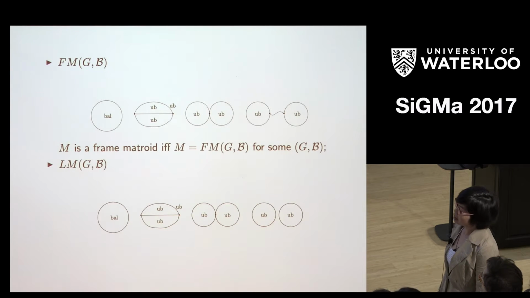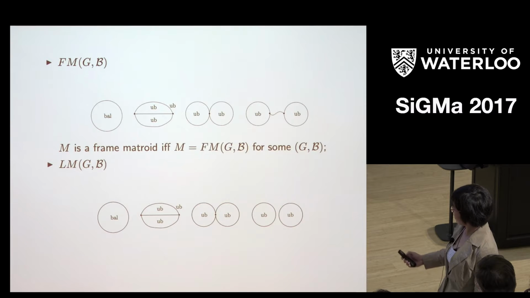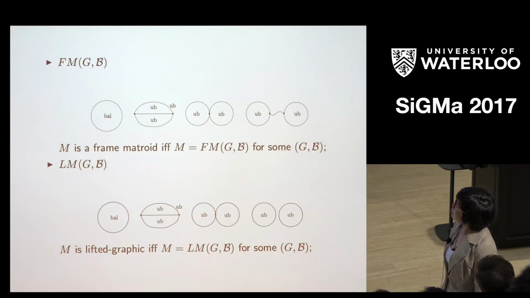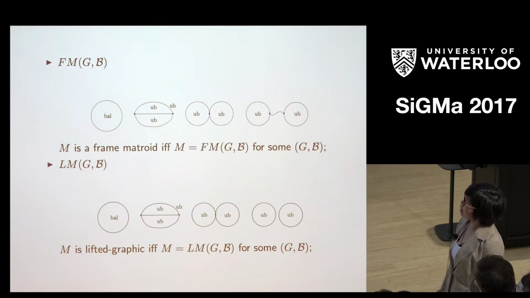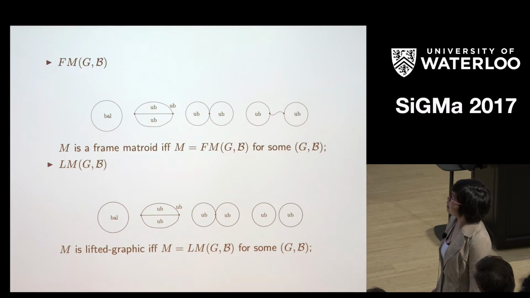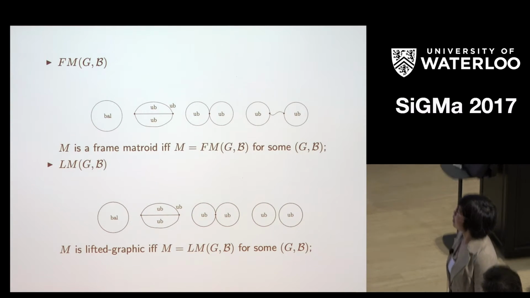There is just one that is different from the others; the last one. The first three are the same, and the last is the union of two disjoint unbalanced cycles. So M is a limited graphic matroid if there exists some biased graph such that M is equal to L(M)(G,B).